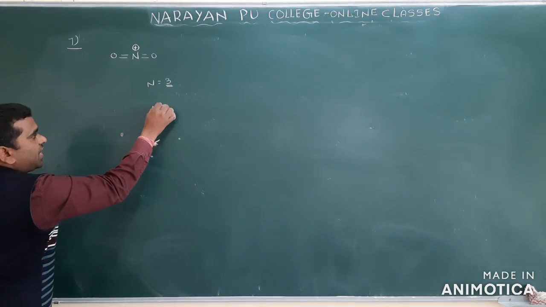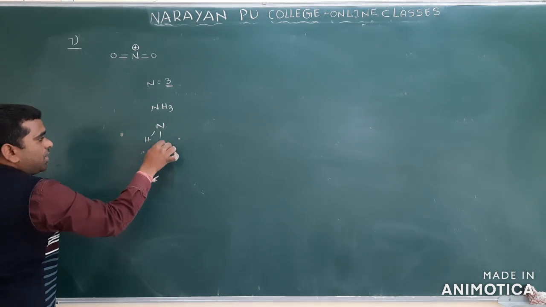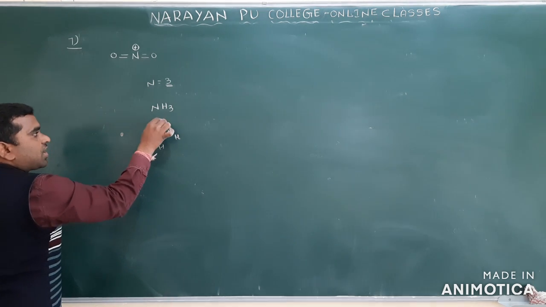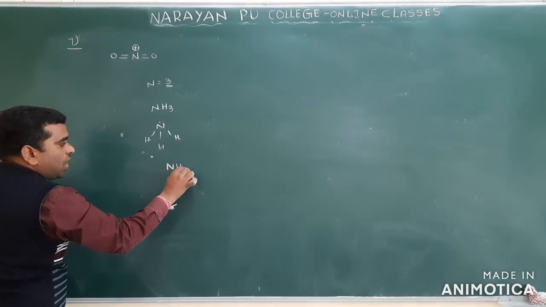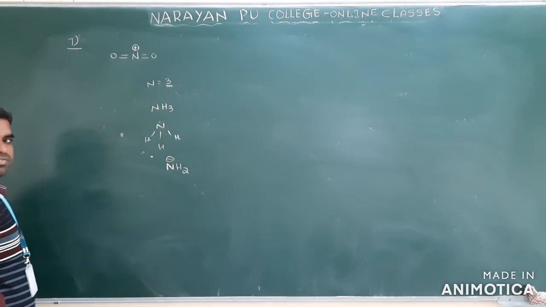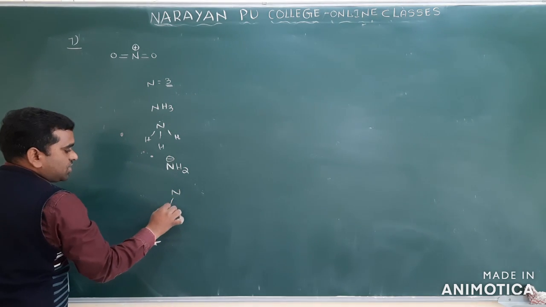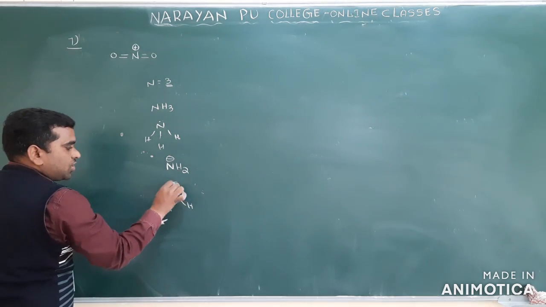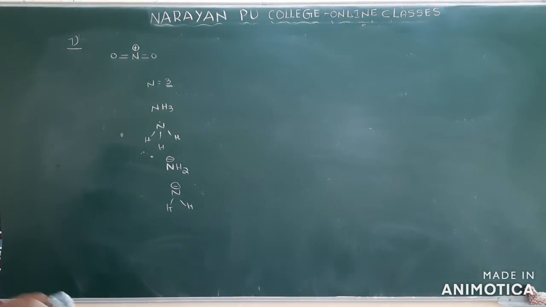Suppose I write NH3. NH3 means nitrogen is forming 3 bonds. We will not write any charge here. If I write NH2, then I will have to put a negative charge, because nitrogen has to form 3 bonds, but here nitrogen is forming 2 bonds, so that's why negative. More is positive, less is negative.